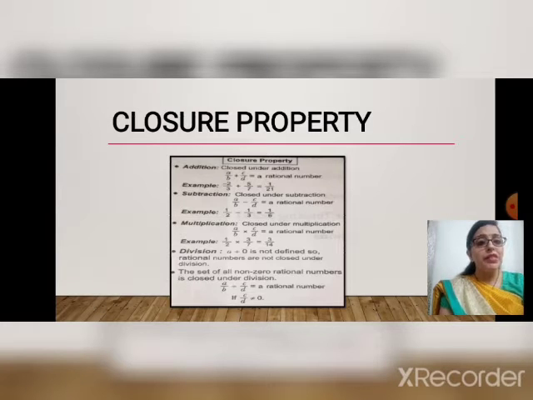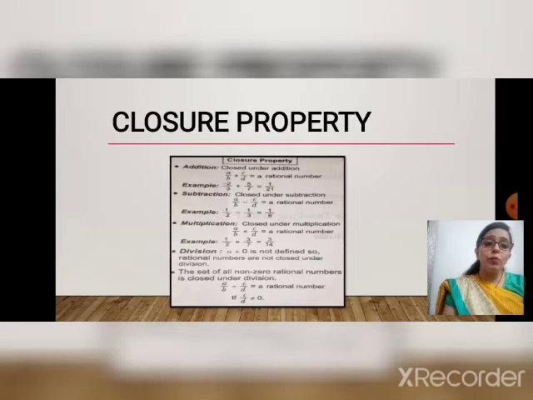The next one is multiplication. When we are multiplying two rational numbers, the answer will become a rational number. So yes, closed under multiplication. This property is applicable in multiplication also. You can see the examples I have shown in this PPT.